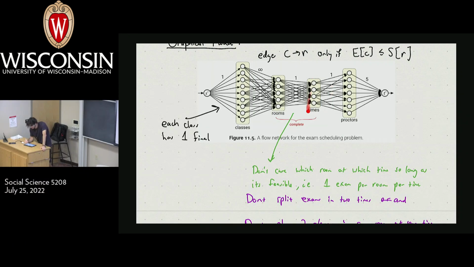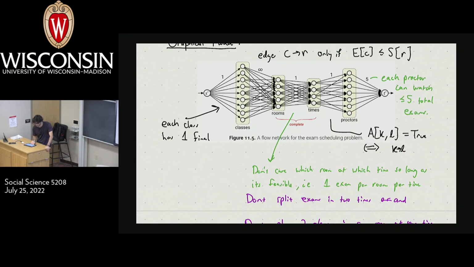Okay, so the last one says each time we need a proctor. We need one proctor for each time. And in particular, we only have edges if the proctor is available at that time. So here is where that array A of K, L is coming in. We only have an edge from time K to proctor L if this is true. So if proctor L is available at time K, we have an edge from K to L. And again, this is 1 because we only need one proctor in one room at a time. And the last one says each proctor can watch at most 5 total exams. So we don't want to overwork our proctors, so we have a hard limit there.